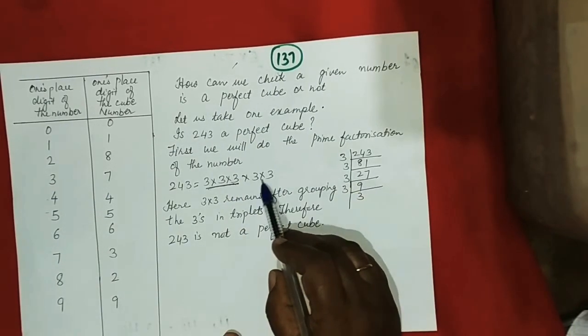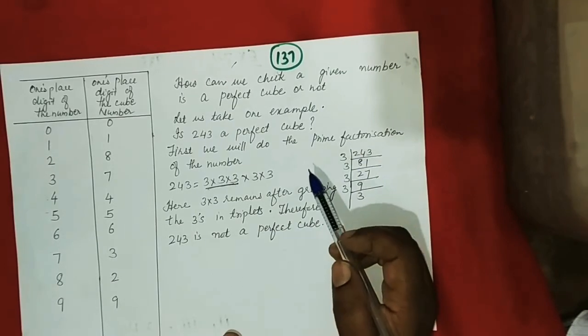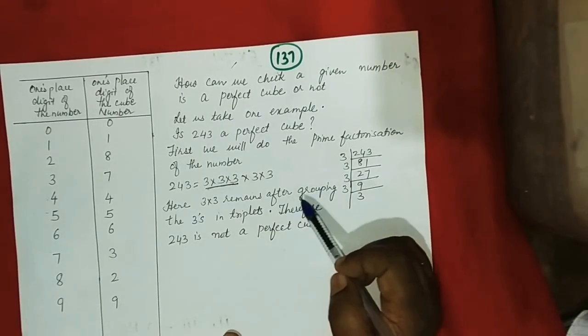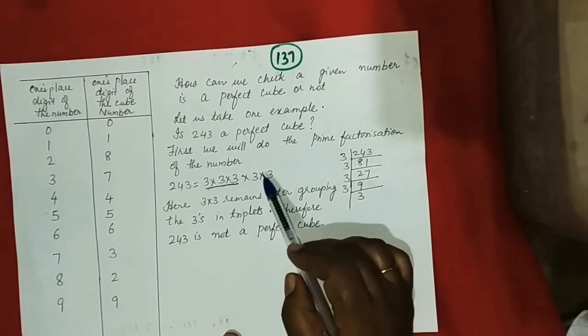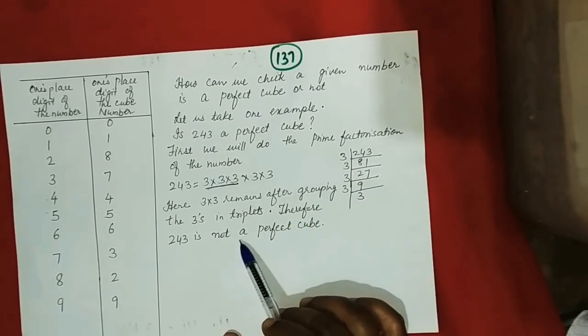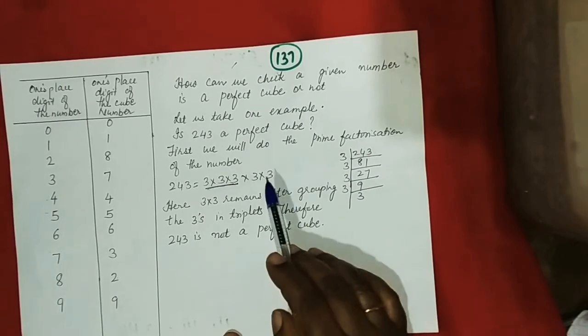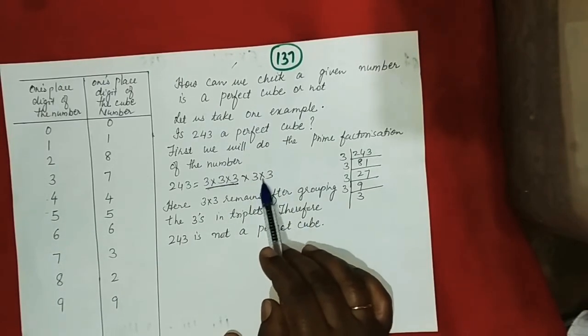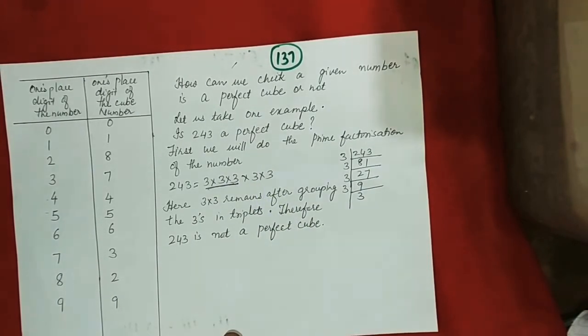Now these two threes we cannot arrange in groups or triplets. This 3 into 3 remains after grouping the threes in triplets. It is remaining ungrouped. Okay, so therefore 243 is not a perfect cube. It is not able to arrange in groups of triplets. So it is not a perfect cube.